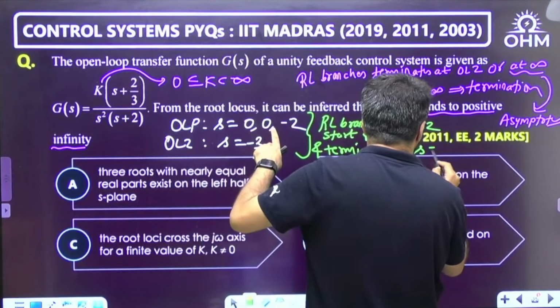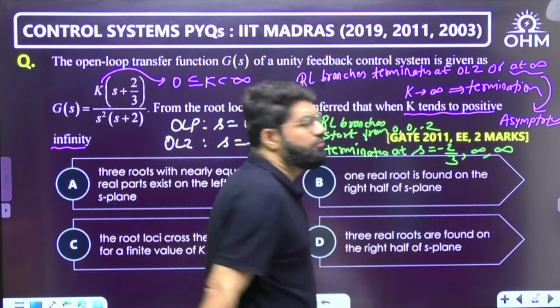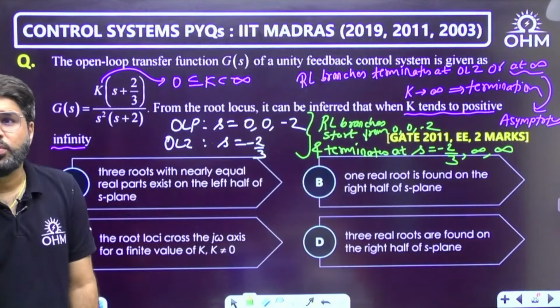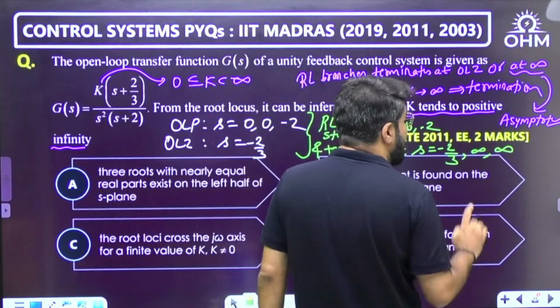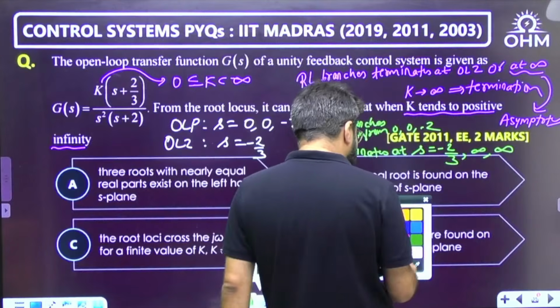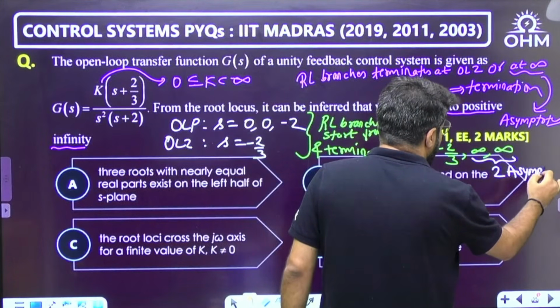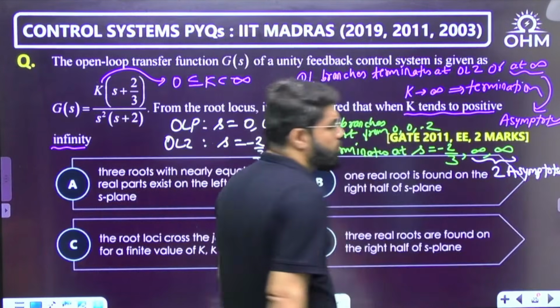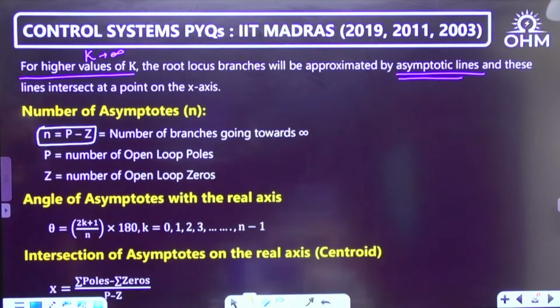Do I have an open loop zero? Yes. But 2 other branches will terminate towards infinity. Exactly for these branches going towards infinity, I need asymptotes. How many asymptotes? 2 asymptotes, because there are 2 branches going towards infinity. That is what exactly I have written here. Number of asymptotes is the difference between the open loop poles and open loop zeros. Then the angle of asymptotes with the real axis, and intersection of asymptotes on the real axis.